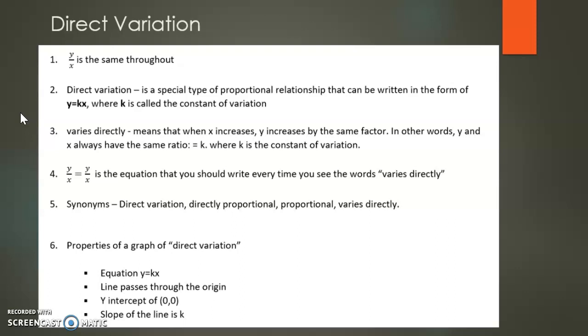So last couple of units you were doing the is it proportional? Now these are going to go a step further. Properties of a graph that has a direct variation: y equals kx. Notice it doesn't have a y-intercept. The line passes through the origin, which means the y-intercept is 0, at (0, 0), and the slope of the line is k.